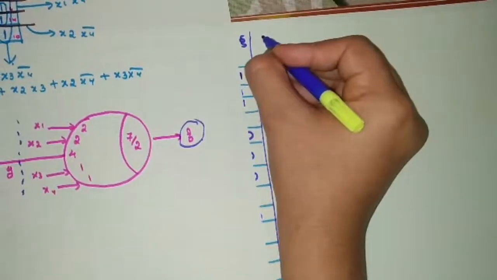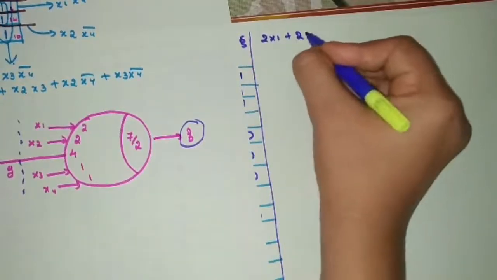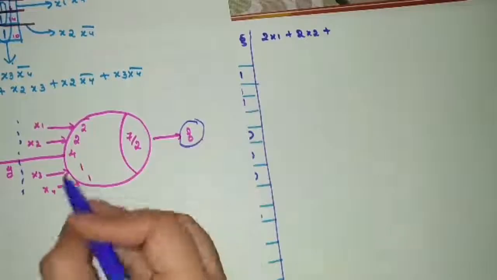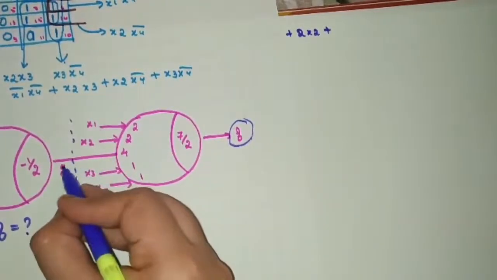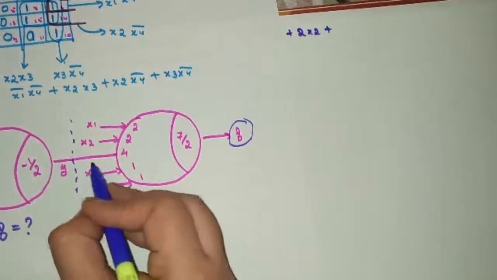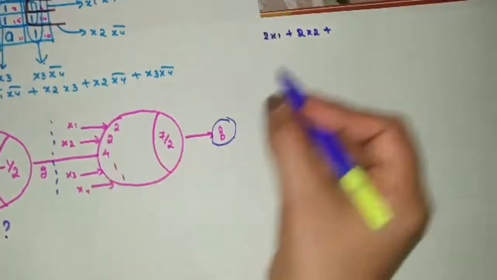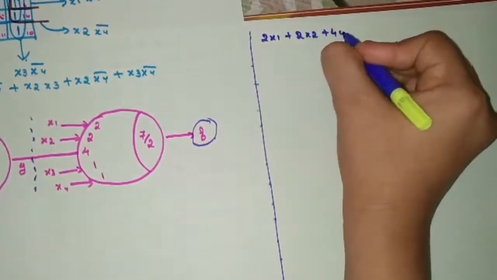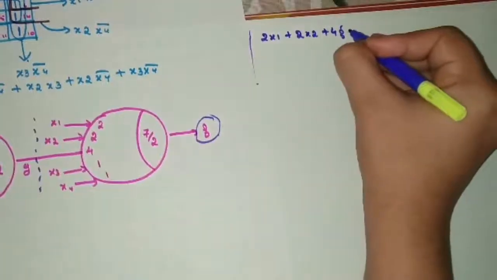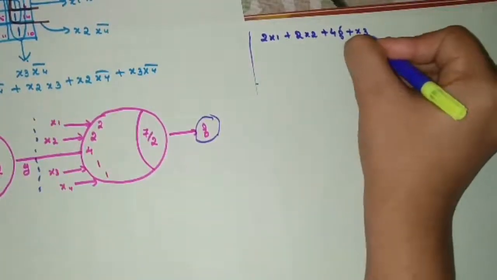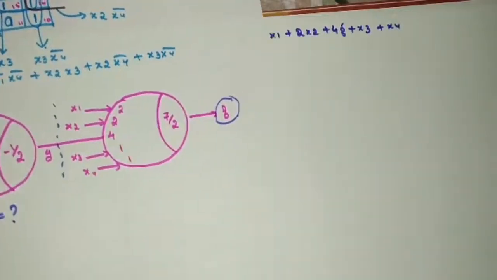So it will be 2x1 plus 2x2 plus, we have 4g here. Here g, the output of the first logic, will be considered as input to the second logic. So we have 4g here. Okay, we have plus x3, plus x4.